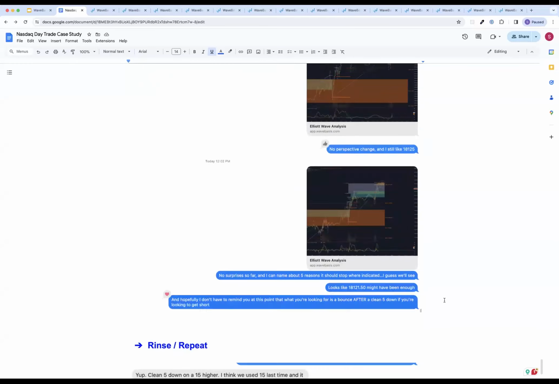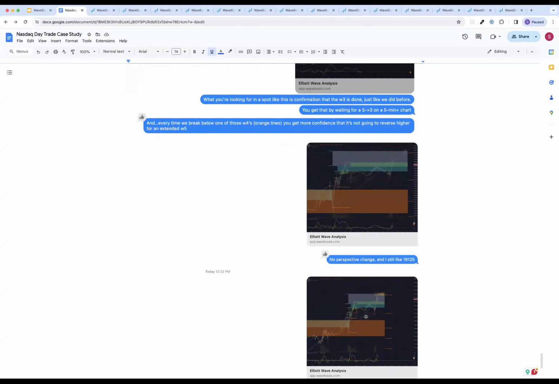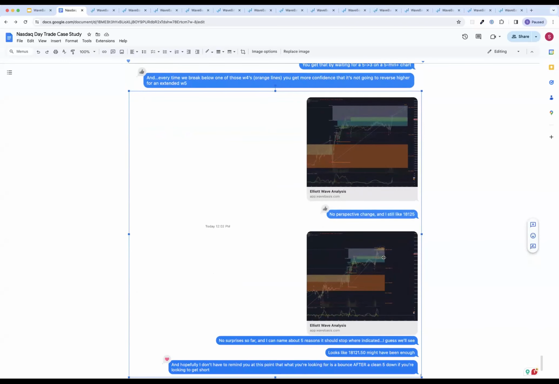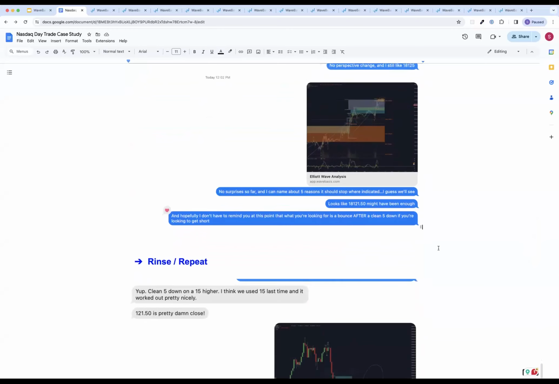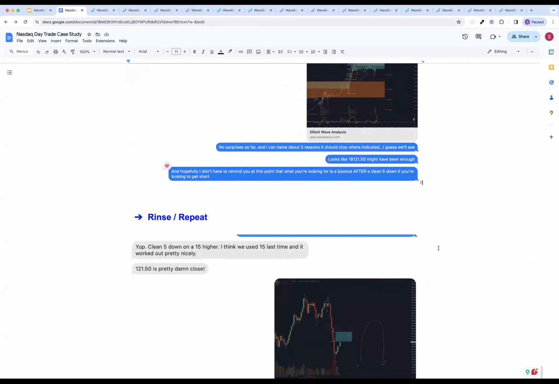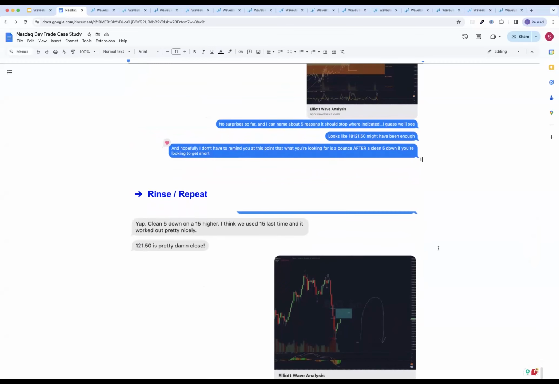Maybe I can dig the last chart out. This is the chart I wanted to show, where I circled where I thought we would be done, and I told him I still liked 18,125. Well, what we got at that point was the strong reversal, the strong reaction, I should say, that we're in the middle of now. And he called out 120.150, which was pretty close to my 125.